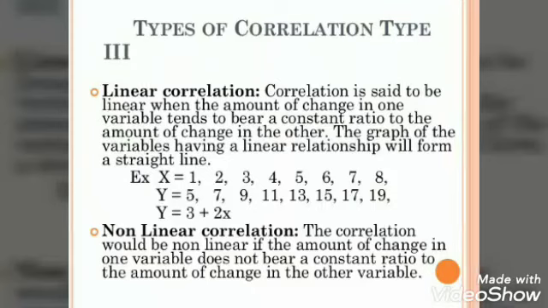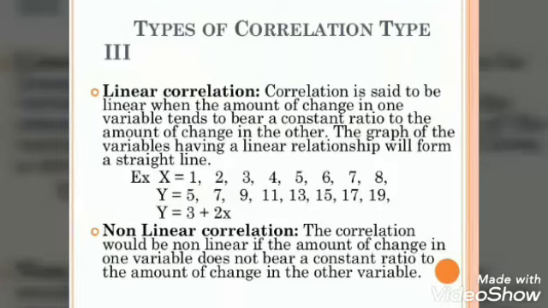And when I talk about non-linear correlation, it means when the two variables do not change in any constant proportion. That means the relationship over here is said to be non-linear, meaning the two variables are changing but not in a constant proportion. So such a relationship does not form a straight line relationship.